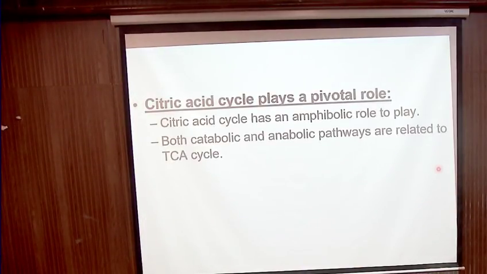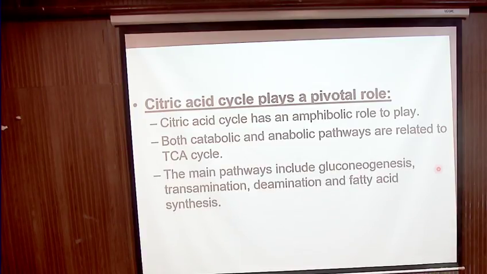So we talked about that amphibolic role. The amphibolic role is largely to do with both catabolic and anabolic pathways related to the TCA cycle. Many times the question itself is framed that way: when they want to ask you about the TCA cycle, they ask you to explain the amphibolic role of the TCA cycle. So you have to write about both the catabolic and the anabolic. It is about the TCA cycle.